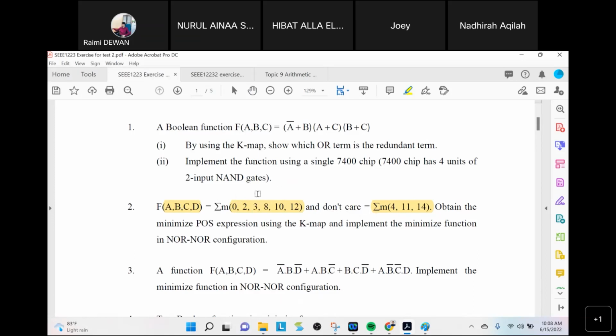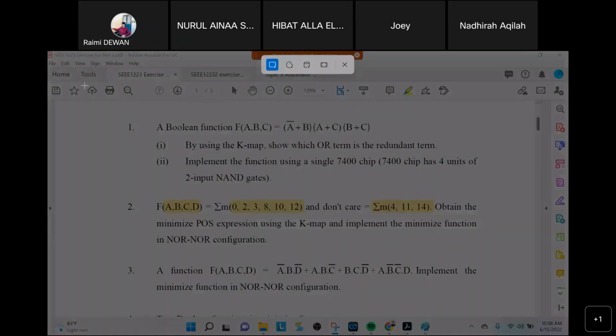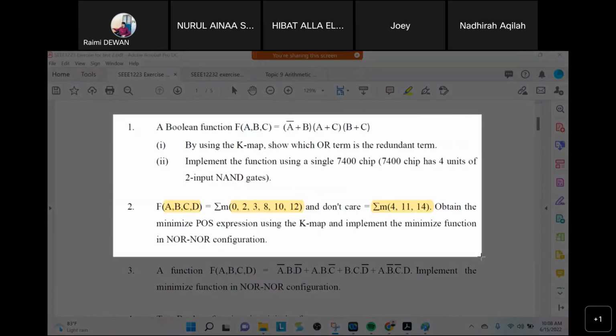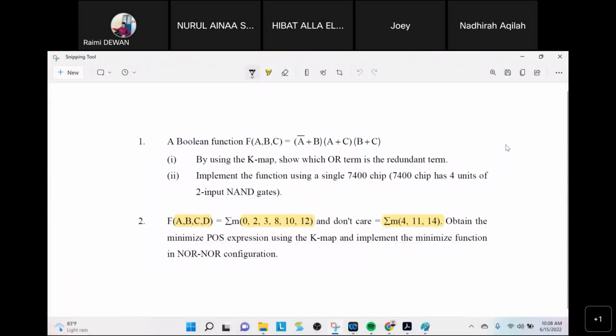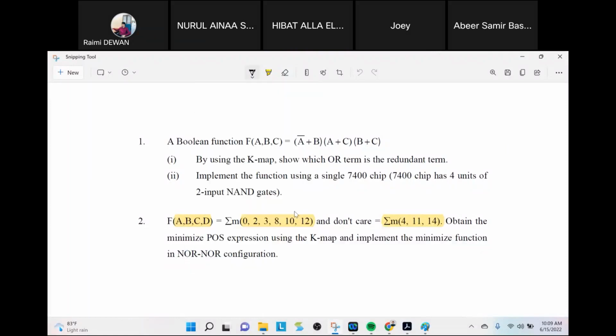Actually, when I see this I already know the answer, but I don't know why you didn't respond. If this is SOP, of course this is SOP, but what is the POS? If we want the POS, what should be in the bracket? You guys know or not? If only Hibat responds, the rest, what are you doing?